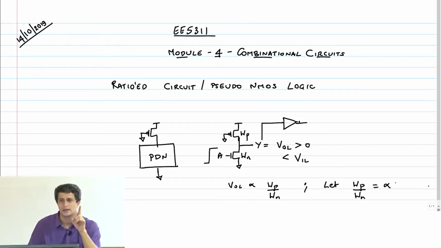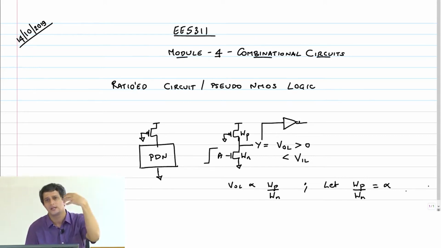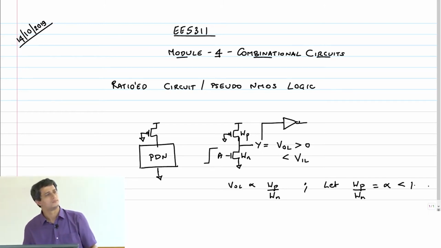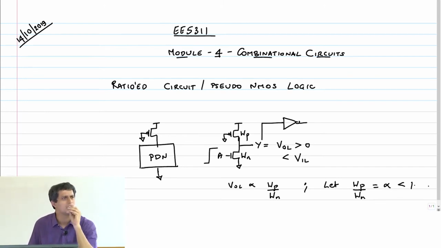Is WP by WN, that is alpha, greater than 1 or lesser than 1? I'll ask you again, what should VOL be? Very close to ground, maybe 0.1 volt. So WP by WN has to be less than 1 now. That's the difference between static CMOS logic and pseudo NMOS logic. We are sacrificing the pull-up strength in the process, but for the logic to work properly, which is of primary importance, you can do timing and other things later. First, the logic has to work correctly. The PMOS has to be weak, which means that WP by WN will be a number less than 1. Alpha is less than 1. It can be maybe slightly greater than 1, but most of the time it will be less than 1.